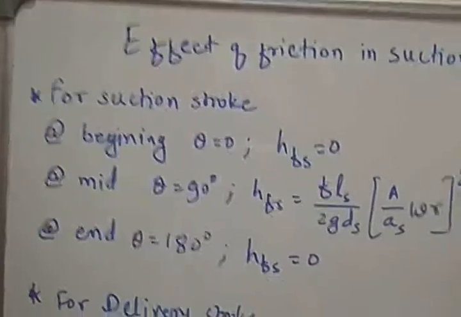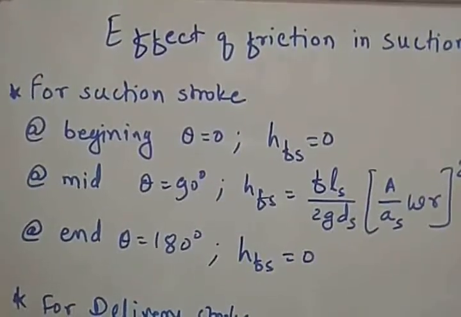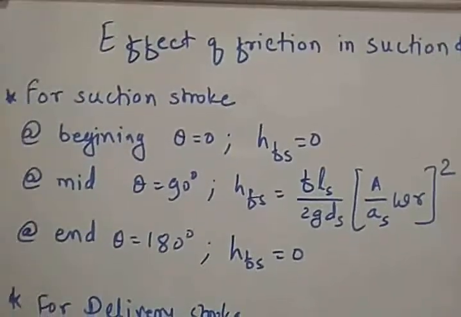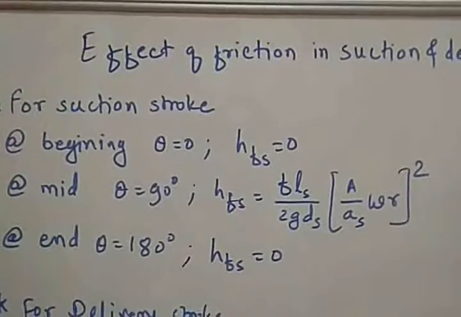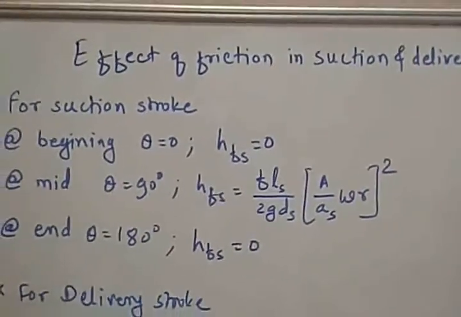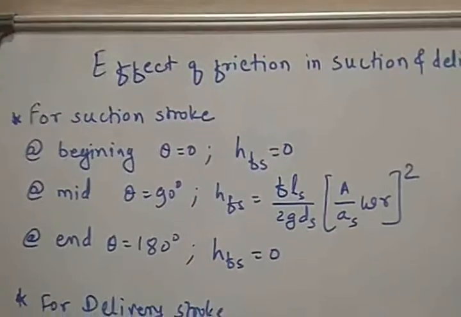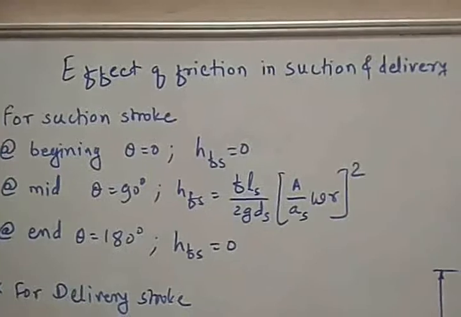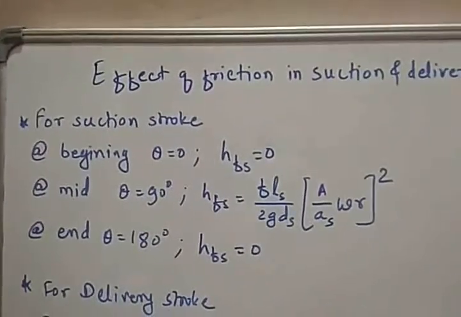As we know, for the suction stroke, at the beginning theta is equal to 0, HFS is equal to 0. At mid, theta is equal to 90 degrees, HFS is FLS upon 2 GDS into (A by AS omega R) bracket square. And at the end, theta is equal to 180 degrees, HFS is equal to 0. We know the characteristic of this frictional head is parabolic, so I'll apply this over here.